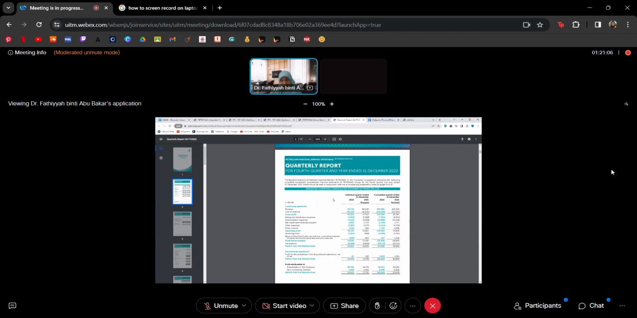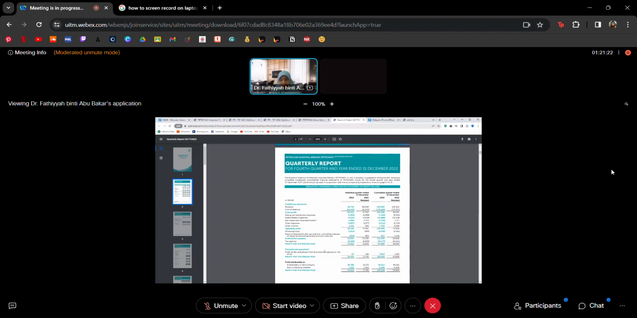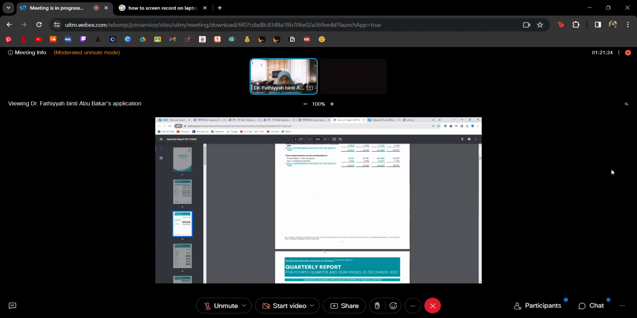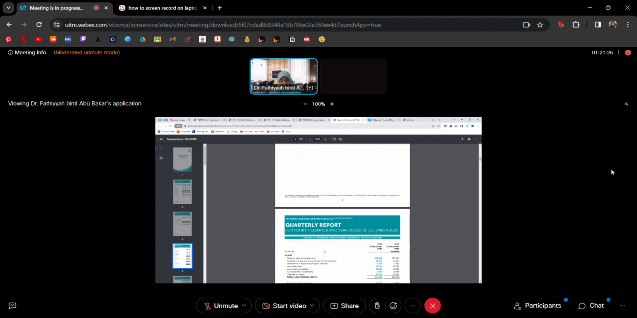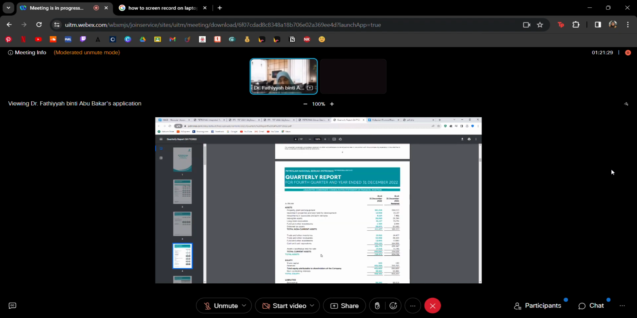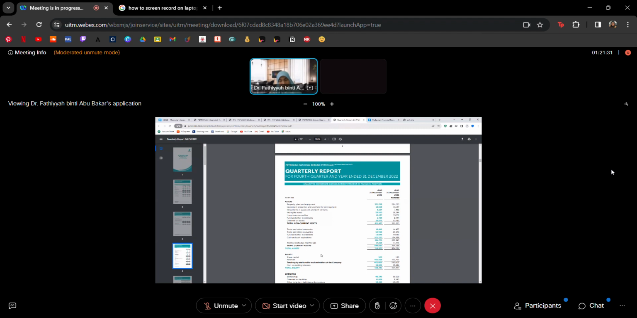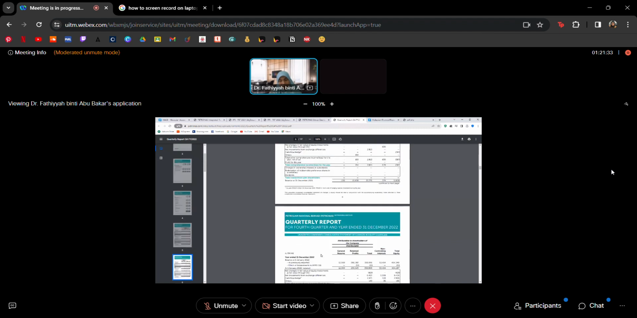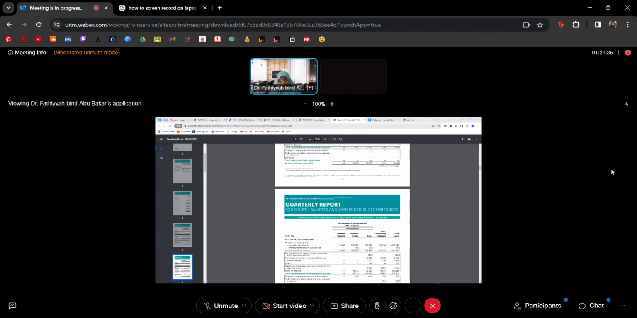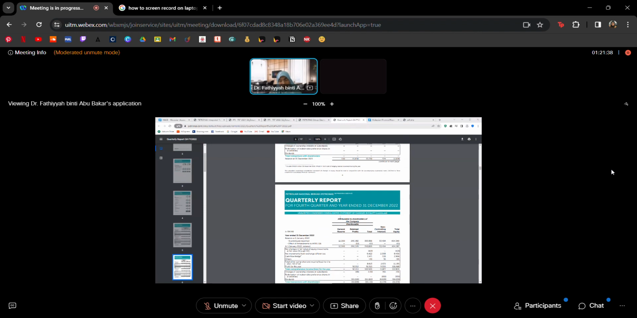For this one is what? Okay, statement of profit or loss. You can see here the word, so it means that this statement has not been audited yet. Okay. For the full year, the full set is being audited, right? It is how Petronas prepares the interim report.